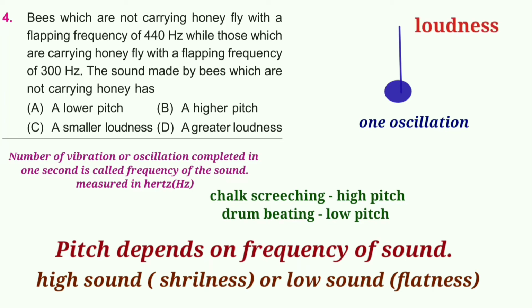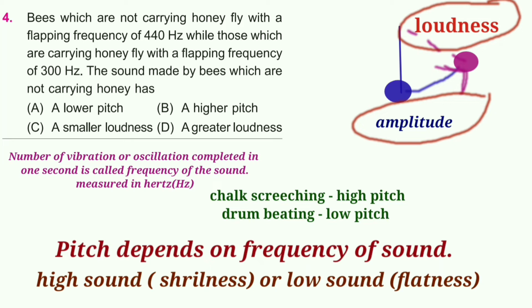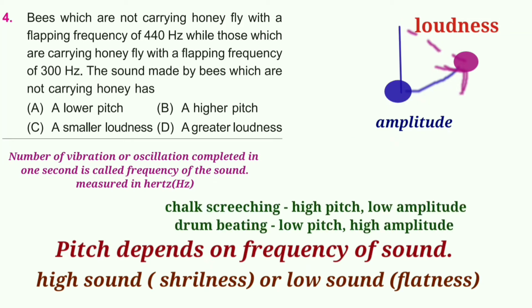So what is loudness? The maximum distance traveled by the bob of a pendulum from its mean position is called the amplitude of the vibration. This amplitude is responsible for loud sound. Drum beating has a loud sound. Higher the amplitude, louder the sound. Lower the amplitude, it is a feeble sound. Drum beating has a higher amplitude than scratching of chalk, so it has a loud sound.